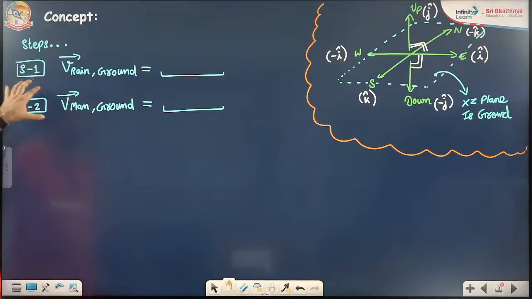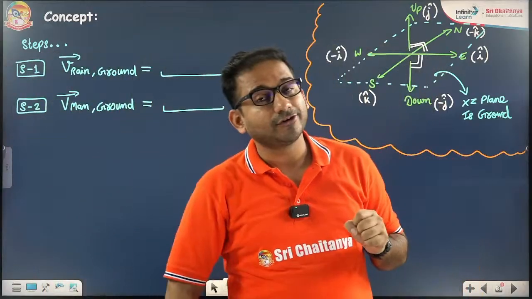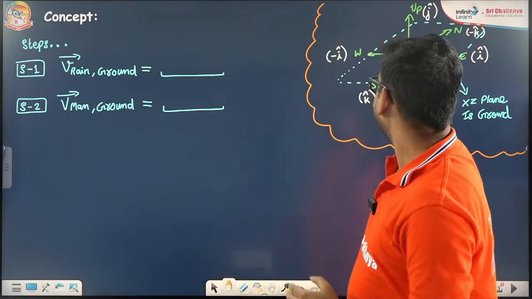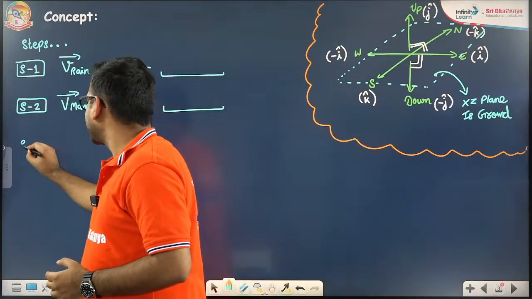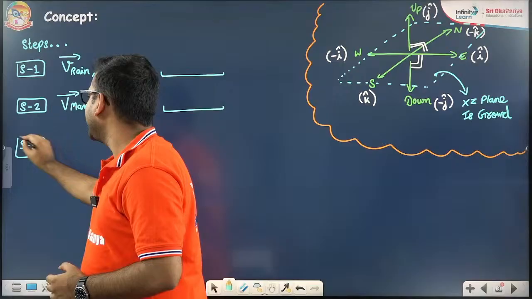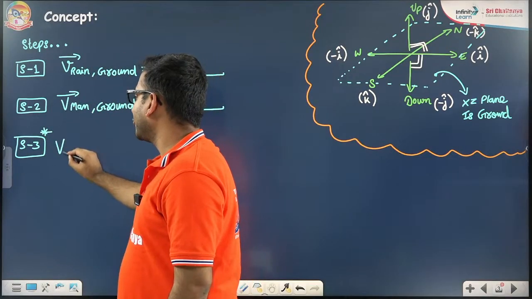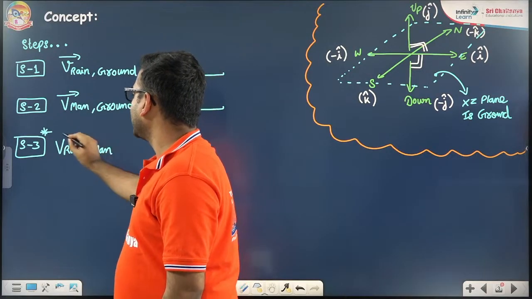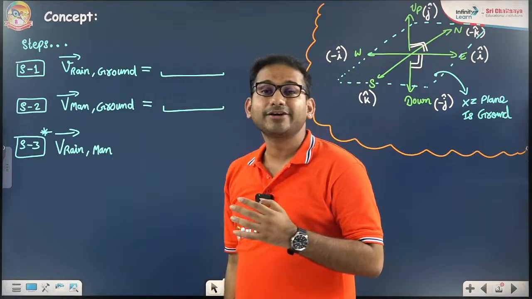So again, coming to the steps, you are looking for velocity of rain with respect to ground, then velocity of man with respect to ground, either diagrammatically or in terms of i cap, j cap, k cap. Now step 3, the most important step: you are finally looking for velocity of rain according to man. First one is the object, second one is the observer.